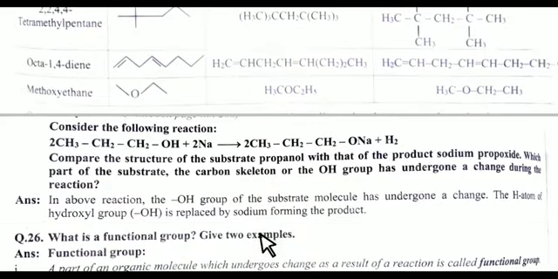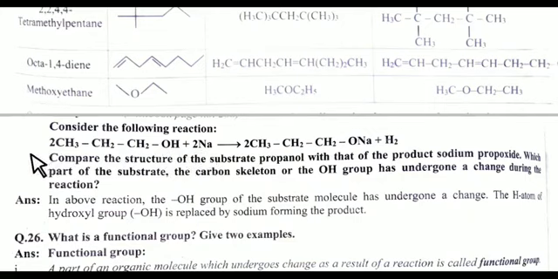Now see what the question is. We have to compare the structure of the substrate and the product. Which part of the substrate, the carbon skeleton or the OH group, has undergone a change during the reaction? See here, in the above reaction the OH group of the substrate molecule has undergone the change. Why? Because the hydrogen of the OH group is replaced by sodium.